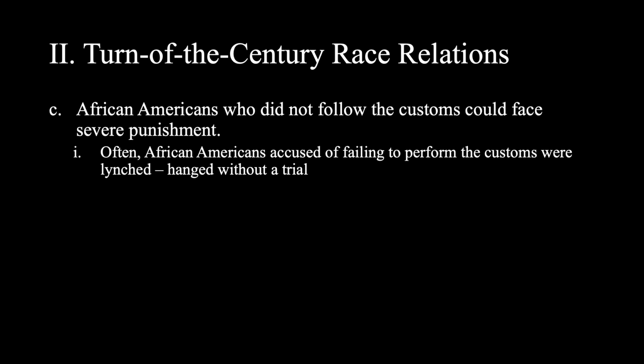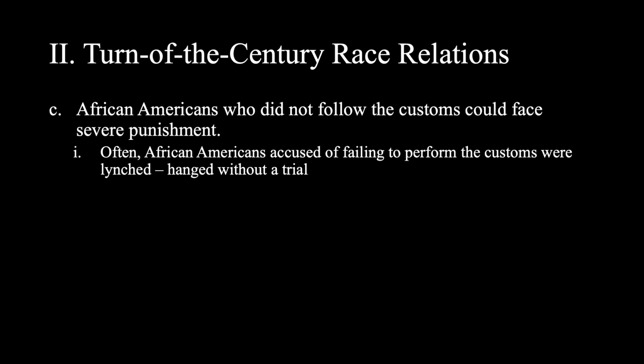So you think about it. You are now at the mercy of a mob. There is no law and order. There is no one there to protect you and your rights. There's no one there to make sure that if you're accused of a crime, you get a trial and a jury and things like that. Instead, all you're going to get is a rope around the neck, and you're going to be hanging from the tree until dead.